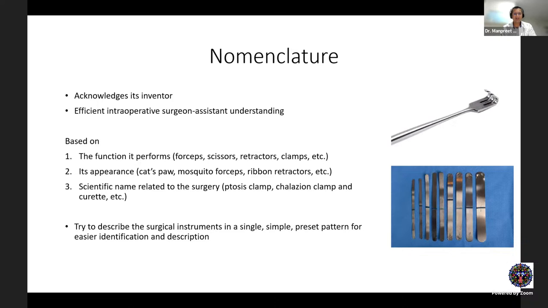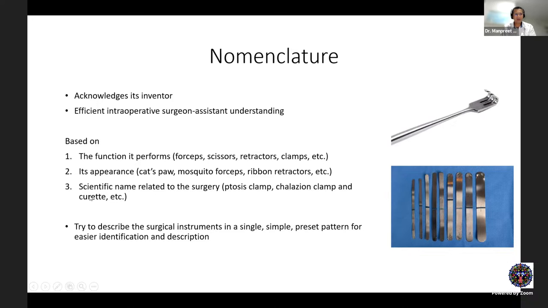performs. Is it a forceps or scissor or retractor or clamp? That can be the basic mode by which you name the instrument, or by its appearance. Like, does it look like a cat's paw? In this picture, this is a cat's paw retractor or a NAPS cat's paw retractor. And a mosquito forceps is the smallest artery forceps available in your armamentarium. And ribbon retractors look like ribbon, and these are malleable surgical retractors.